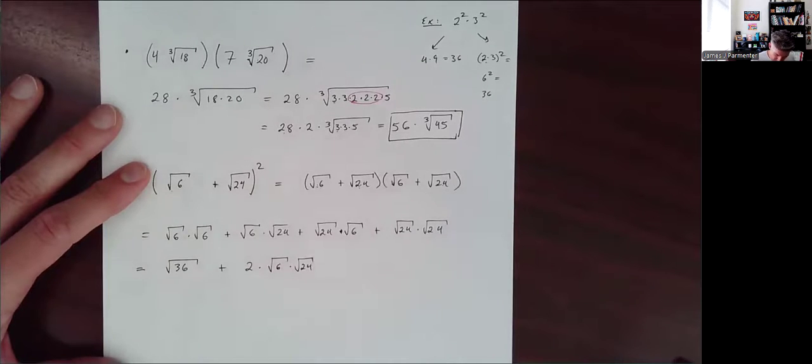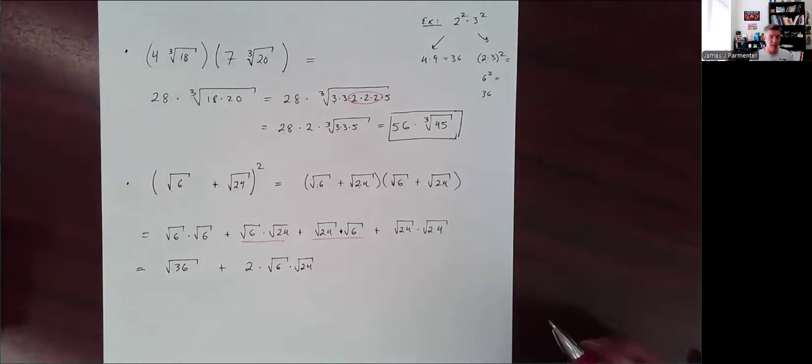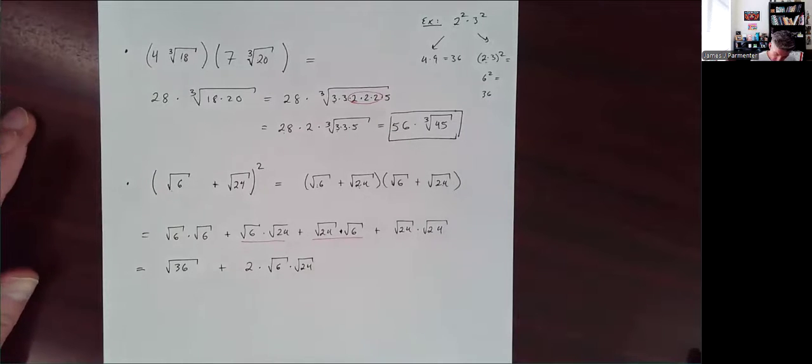I want you to see that this term and this term are the same. The order of multiplication does not matter. 3 times 5 is the same as 5 times 3. And same deal over here.